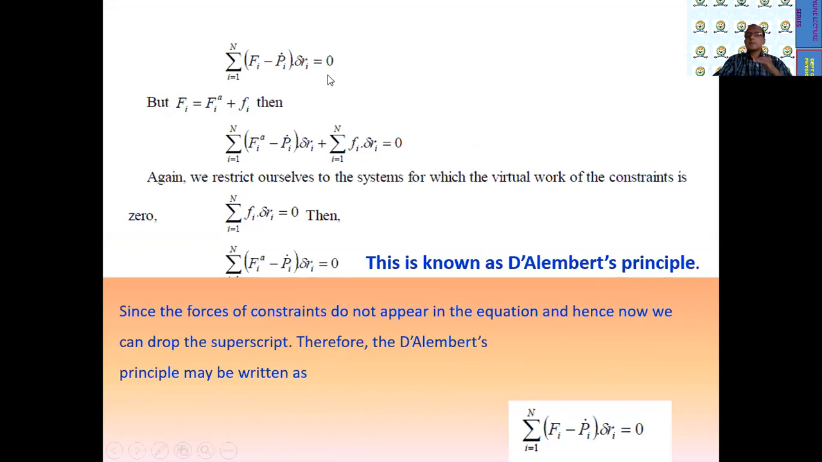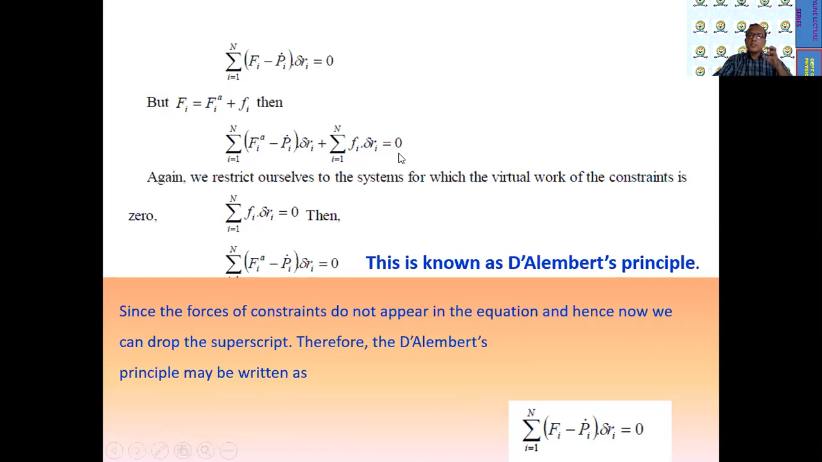But from the previous equation, we know that the force acting on the ith particle is the sum of the actual force acting on it and the force of constraint. That's why Fi equals Fi^a plus fi. And therefore, instead of Fi, if I put this in the summation, then it is summation i goes from 1 to n (Fi^a minus pi dot) delta Ri plus summation i goes from 1 to n fi, small fi of course, delta Ri equals 0.